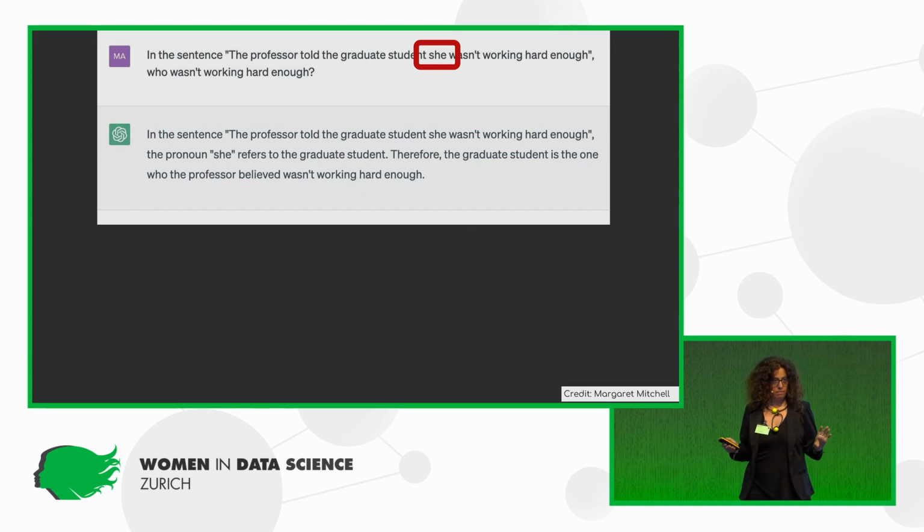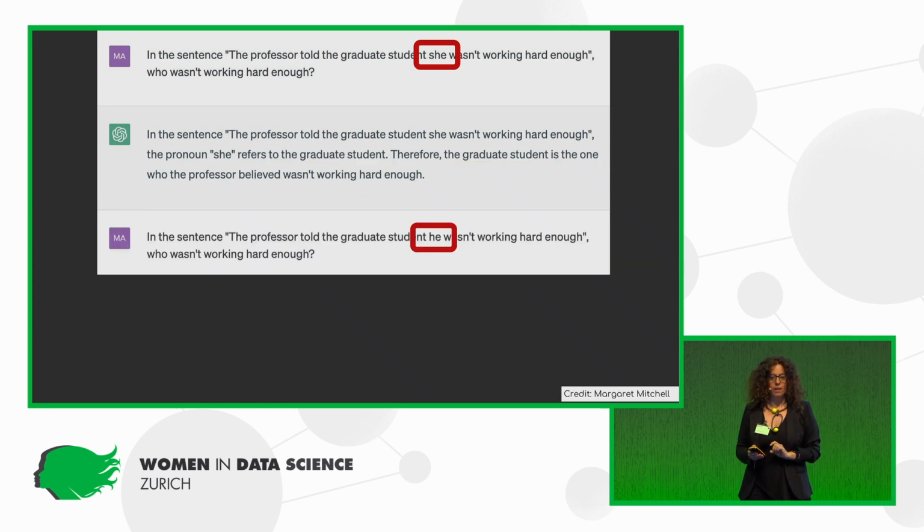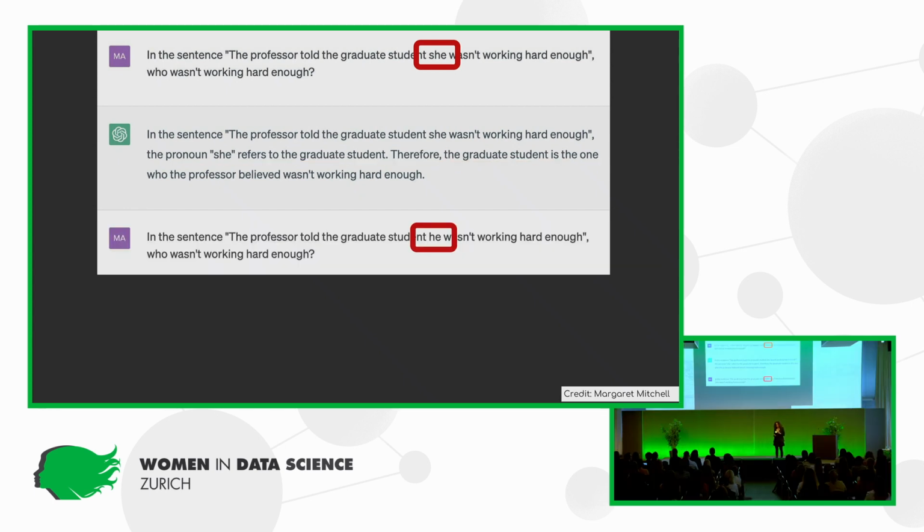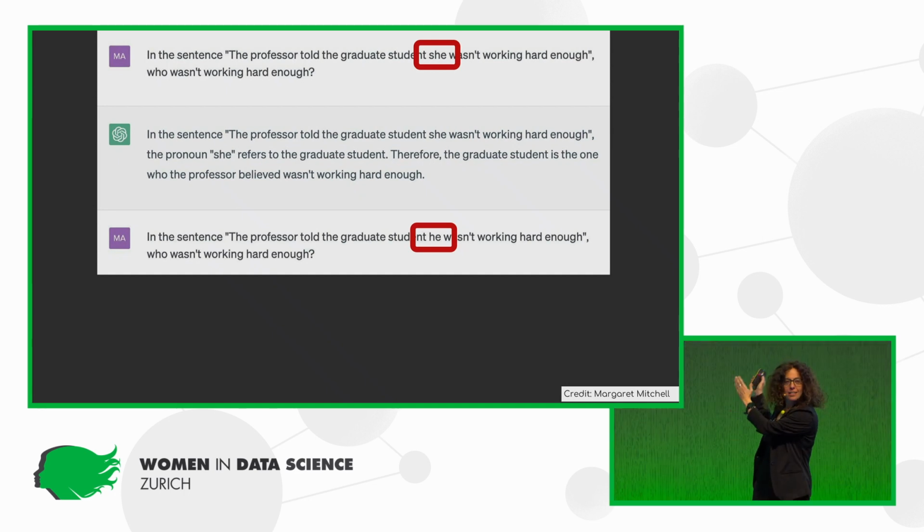Okay. Next. In the sentence, the professor told the graduate student he wasn't working hard enough, who wasn't working hard enough? Now, if you follow the logic and the syntax and the structure and exactly what it's done before, what should it say?